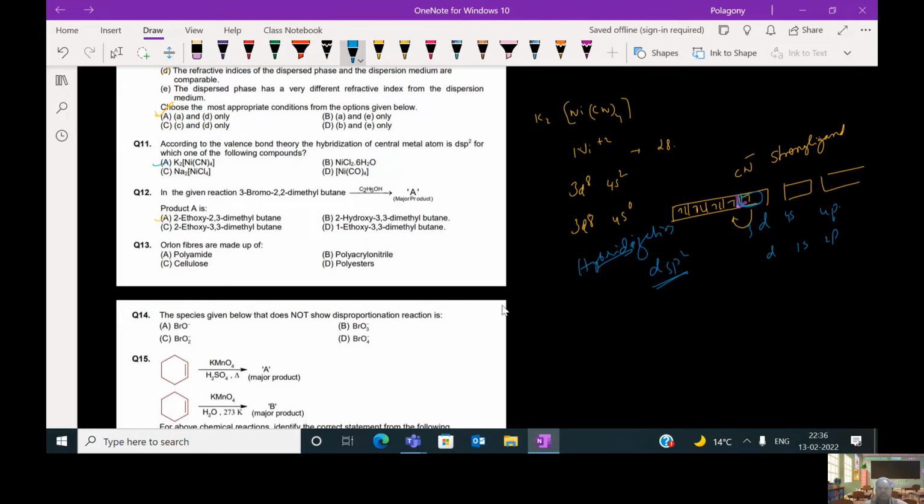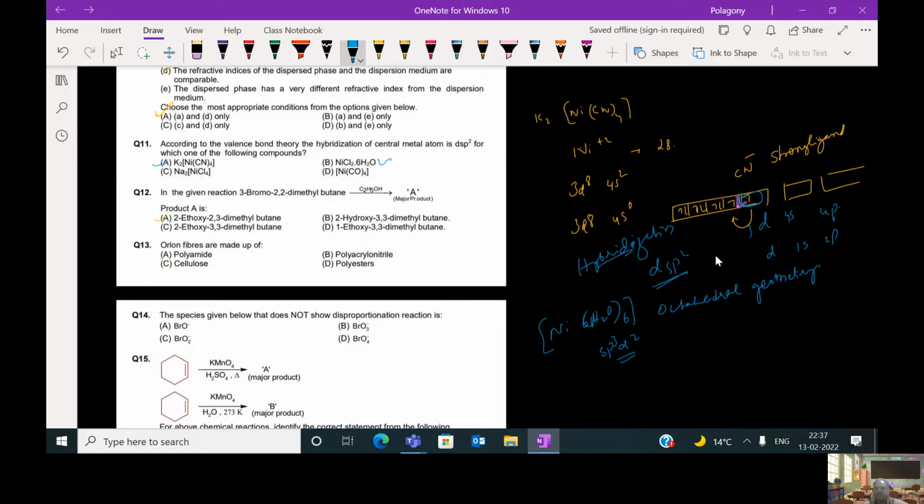And if you take nickel with 6 H2O, meaning H2O taken 6 times, here is octahedral geometry, sp3d2 hybridization. So this is octahedral geometry. And this is nickel tetrachloride, a high spin complex, with no pairing of electrons here.